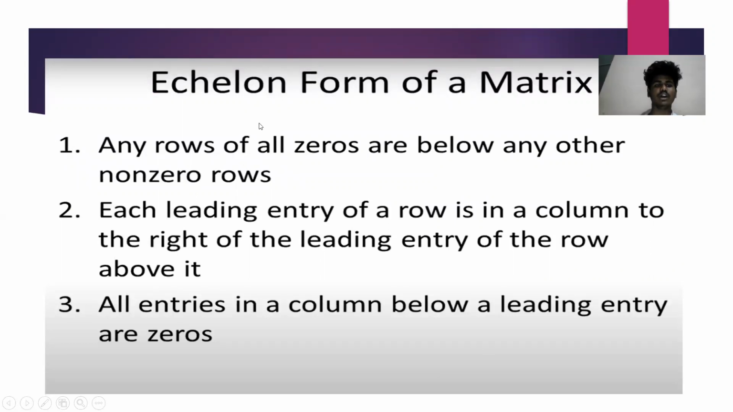In this we have 3 points. Any rows of all zeros are below any other non-zero rows. The second point is each leading entry of a row is in a column to the right of the leading entry of the row above it. And the third point is all entries in a column below a leading entry are zeros.